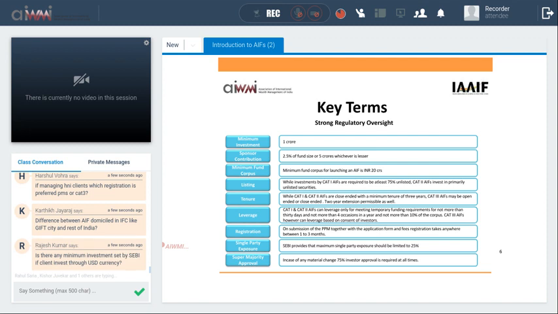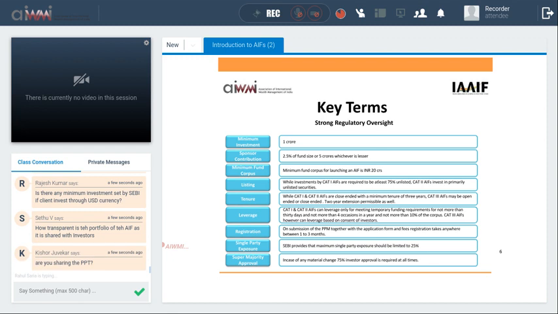So, the difference between an AIF domiciled in an IFC like Gift City and the rest of India. See, if you're attracting foreign investors, then you would like to go to an international finance center like Gift City, which will have certain benefits over having the AIF in India.